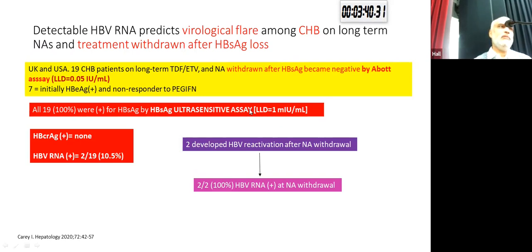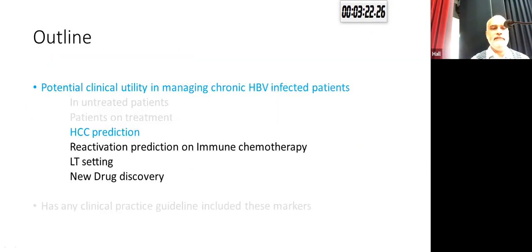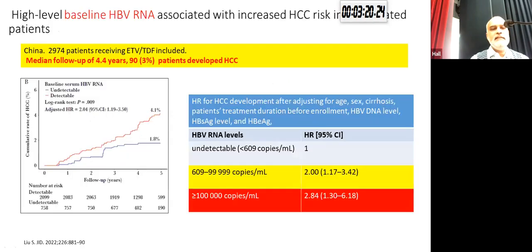So the common assay by which we measure HBsAg may not be sensitive enough. Core-related antigen was present in none, whereas the RNA was positive in two patients, and both these patients developed a flare on follow-up, even if at the time of stopping their HBsAg was negative. So there have been studies in HCC prevention also.